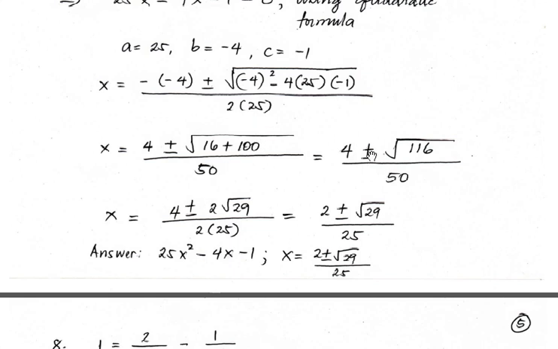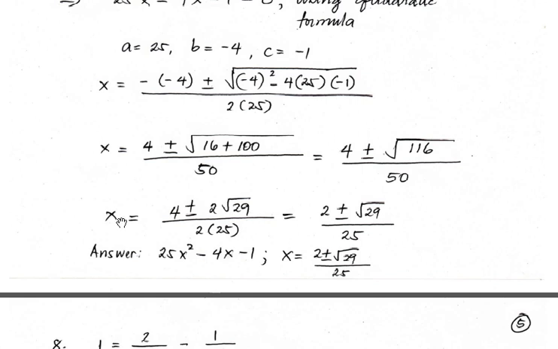Simplifying, we have 4 plus or minus the square root of 116 all over 50. We have to factor out 116 in such a way that one of the factors is a perfect square, so that it can get outside of the square root. The factors of 116 are 4 and 29. The square root of 4 is 2, and what is left inside is 29.